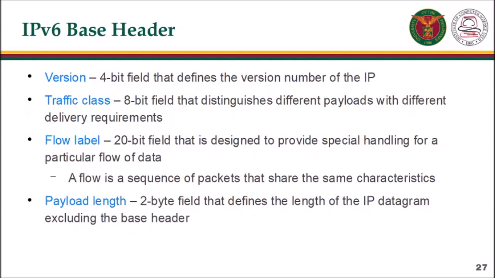The 2-byte payload length field defines the length of the IP datagram excluding the header. Note that IPv4 defines two fields related to the length, header length and total length. In IPv6, the length of the base header is fixed. Only the length of the payload needs to be defined.